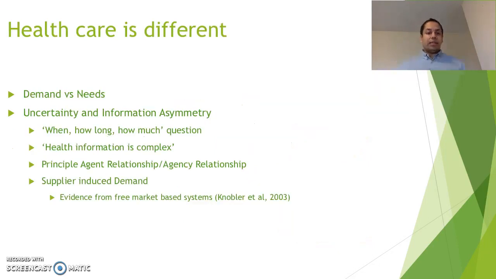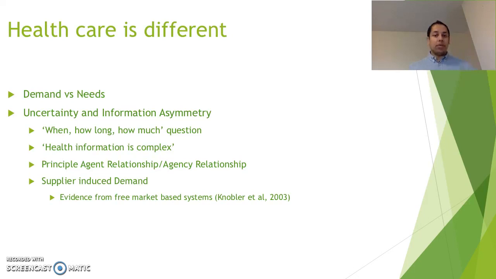In healthcare, we have to differentiate between demand and needs. In an ideal market, if I want to purchase some goods or products, that is my demand, that is my wish. But healthcare cannot be regarded as a product, because it is a need. For example, if I have a toothache, I need to go to the doctor, to the dentist. This is not my wish or demand, it is my need, because it would help me to live a healthy life.